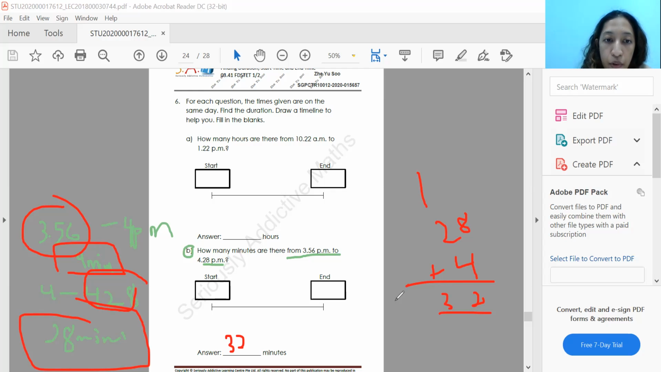Now, how are you going to prove it? Like show it on this timeline here. It starts at 3:56, so we put 3:56, and then I did up to 4, right? So we put our 4 p.m. over here, and then you could see here 4 minutes, and then here ends at 4:28. You could tell from here to here is 28 minutes. Okay, so that is how you show it on the timeline.